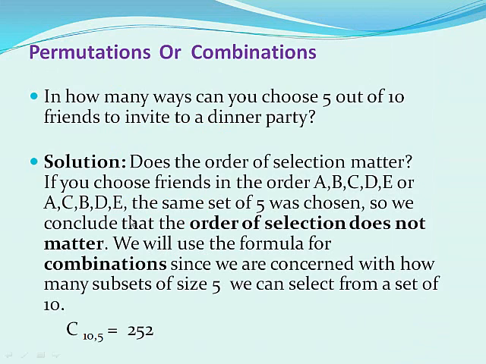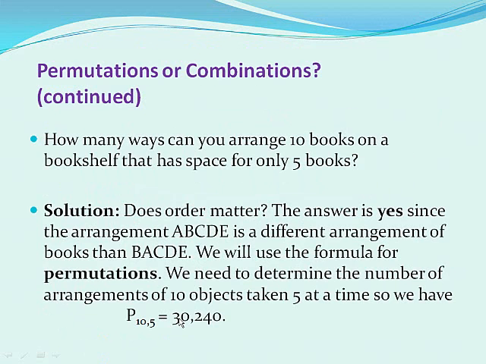Permutations or combinations. In how many ways can you choose 5 out of 10 friends to invite to a dinner party? Does the order of selection matter here? If you choose friends in the order A, B, C, D, E or A, C, B, D, E, the same set of 5 was chosen. So we conclude that the order of selection does not matter. So our answer will be combination 10, 5. So that comes out to be 252.